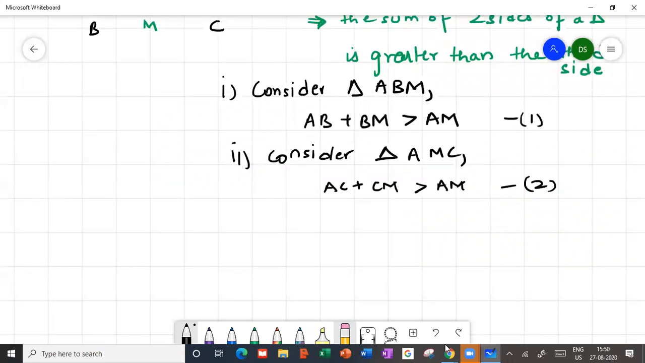Now combine 1 and 2. Just add them. Add BM and CM, you will get BC, and then AB plus BC plus AC is greater than twice AM. So you're treating the greater than sign as the equal to sign. Yes, you're equating.